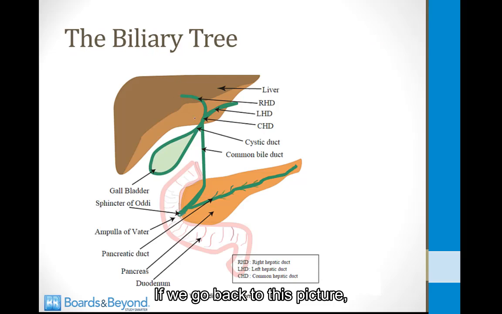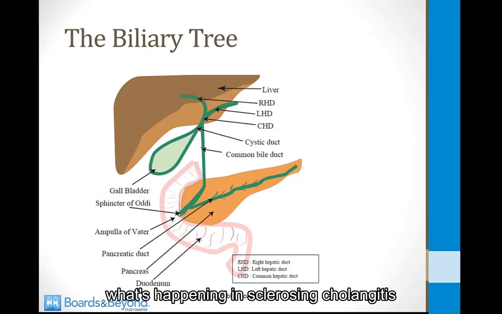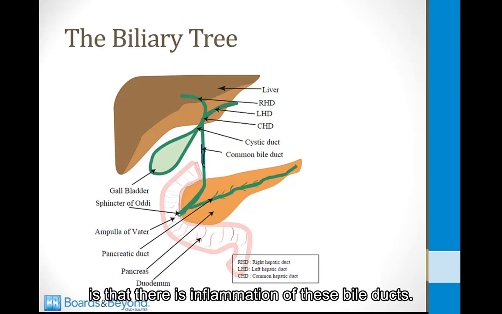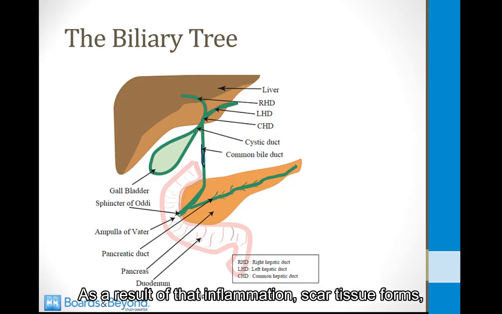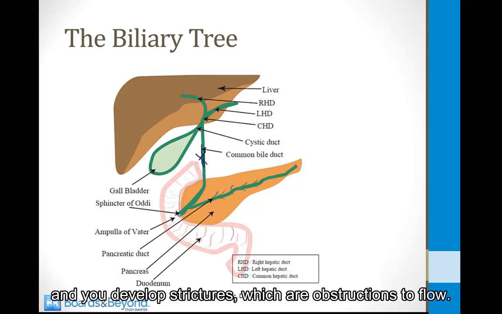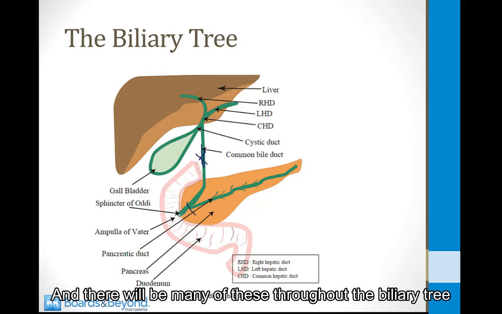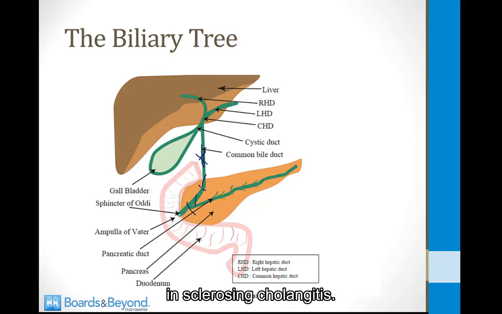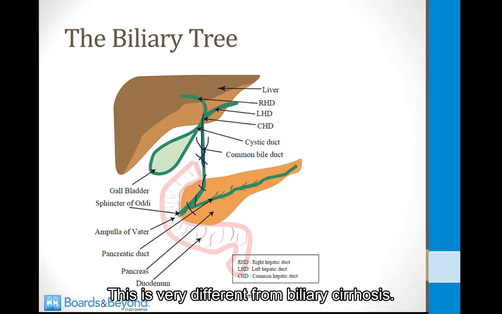If we go back to this picture, what's happening in sclerosing cholangitis is that there is inflammation of these bile ducts. As a result of that inflammation, scar tissue forms, fibrous tissue forms, and you develop strictures, which are obstructions to flow. And there will be many of these throughout the biliary tree in sclerosing cholangitis, and this will block the flow of bile. This is very different from biliary cirrhosis.